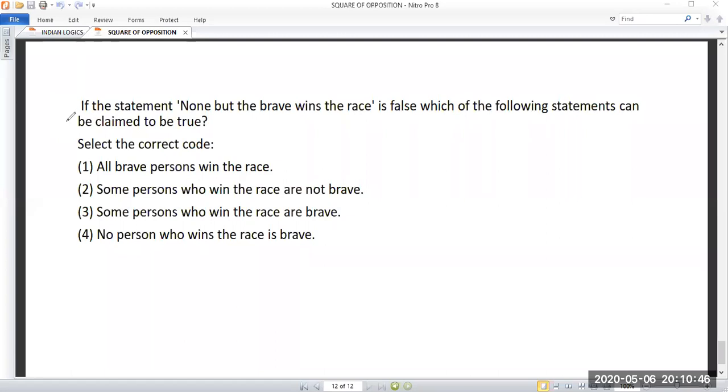So we'll move to the next one, Indian logic. Indian logic was added recently, and this is a new topic.